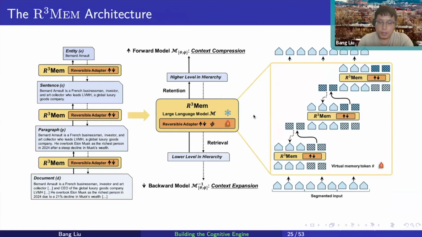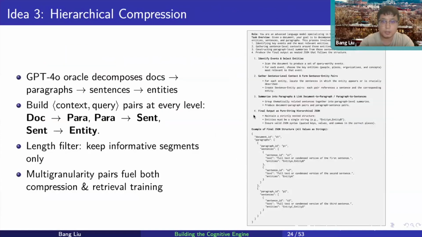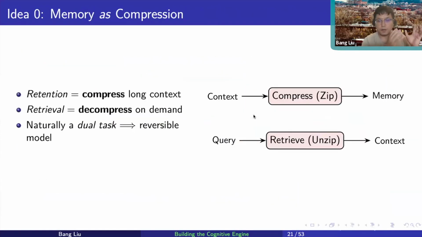So how does it work? We have three core ideas. The first is we consider memory as a zip and unzip process. So check this figure. It's like you have a long context. The memory is a compressed representation of your original context information, and the retrieval is given a concise short query.